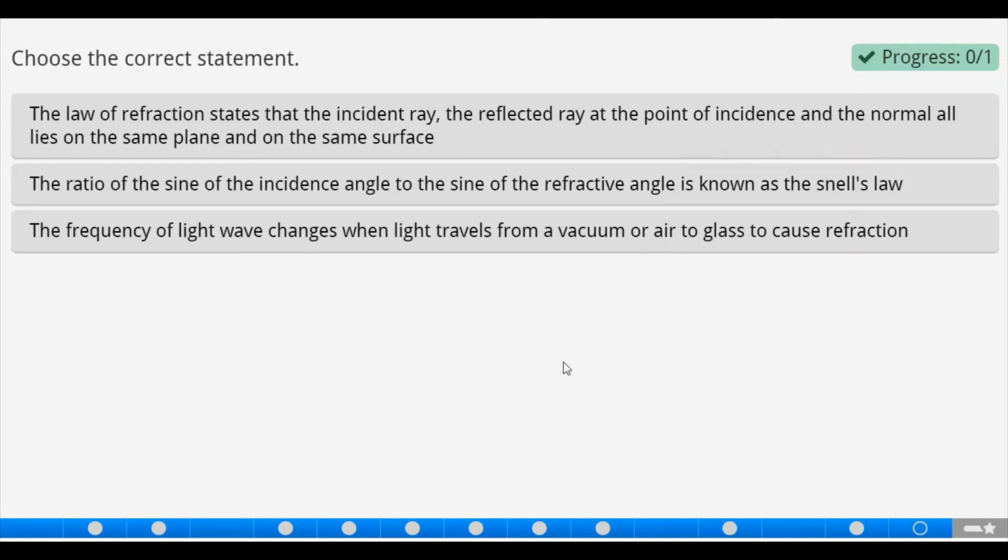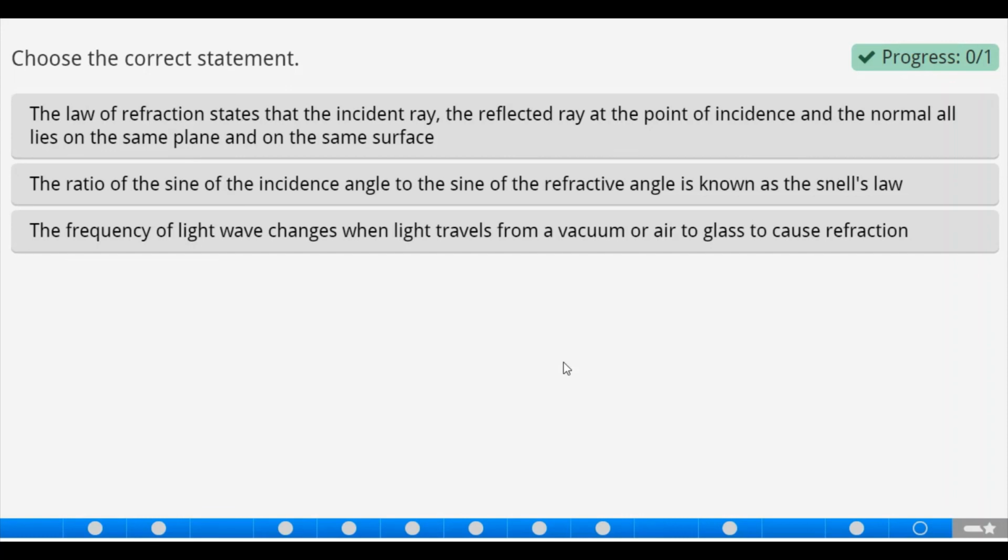Let's look at statement A. The law of refraction states that the incident ray, the reflected ray, the point of incidence and the normal, all lie on the same plane and on the same surface. This statement is false. Why? Because this statement deals with the law of reflection, not the law of refraction. So if I needed to define this statement, it would have been: the law of reflection states that the incident ray, the reflected ray, the point of incidence and the normal, all lie on the same plane and on the same surface.